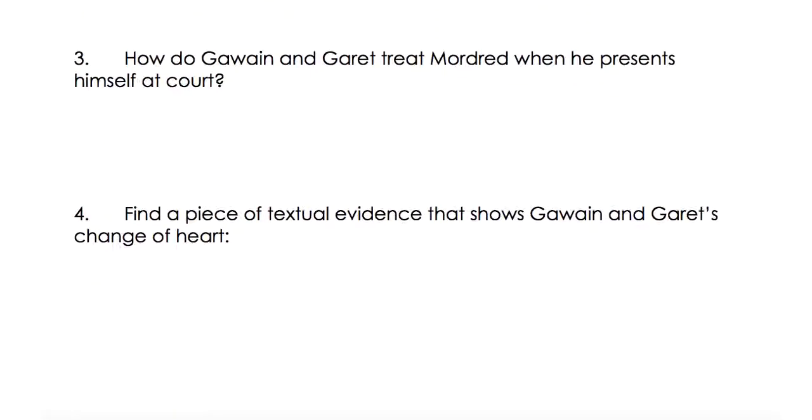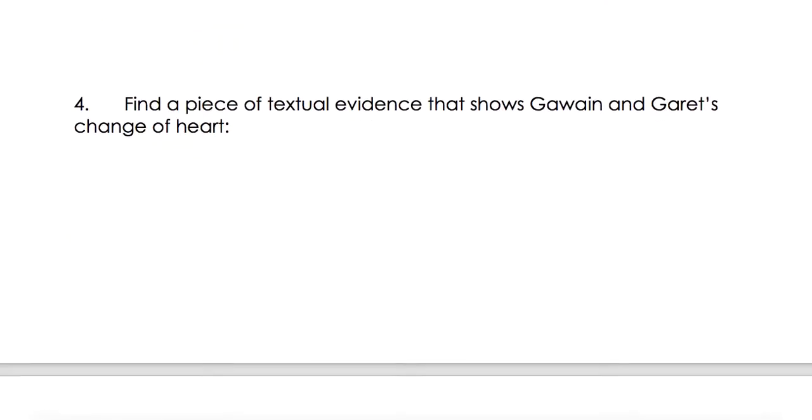Now, as we continue on here, Gawain and Garrett make an appearance again, and there is a change in the way that these half-brothers treat Mordred. So you're going to explain how these two half-brothers treat Mordred, and then you're also going to find a piece of textual evidence. I would recommend looking on page 45 in your books, because that will be a great location to start to find your textual evidence.